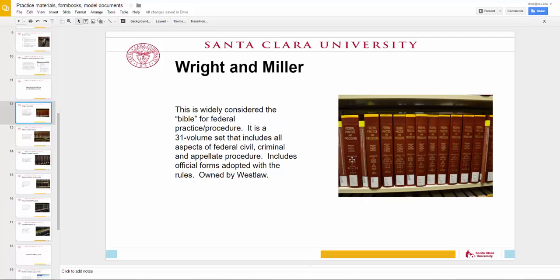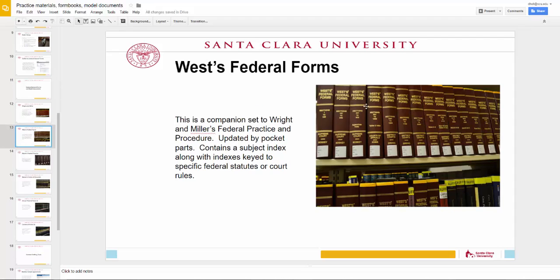Okay, Wright and Miller, Federal Practice and Procedure, often considered the Bible for federal practice. It's a 31-volume set, and it includes a number of the official forms that have been adopted with the rules. It's owned by Westlaw and available electronically. West Federal Forms is an example of a general form book that I had mentioned earlier. It's a companion set to Wright and Miller. It's updated by pocket parts, and it has a subject index along with indices that are keyed to federal statutes or cases.